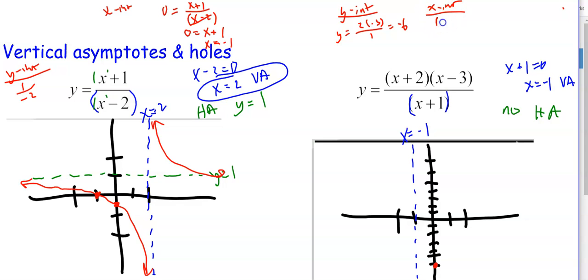So that would be 0 equals, again, we don't really need the denominator because it's going to go away. So x plus 2 times x minus 3. And that's really already set up for us. The solution would be x equals negative 2 and x equals 3. So, solutions at negative 2 and positive 3.